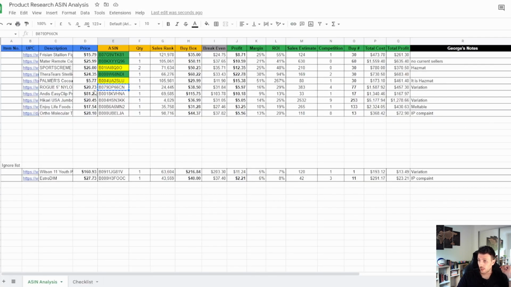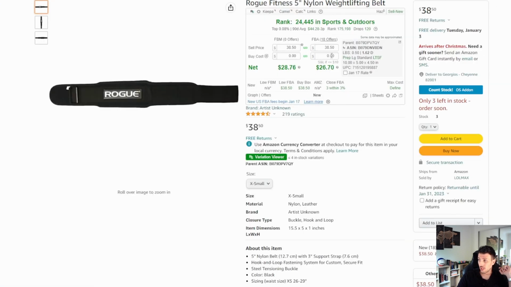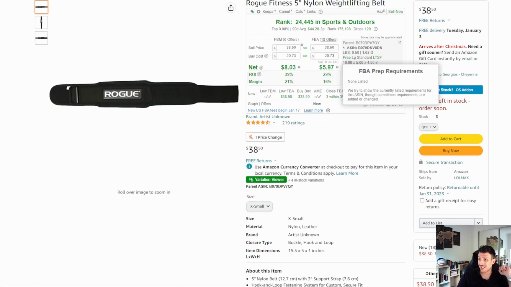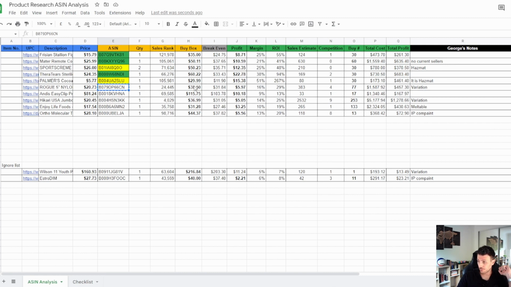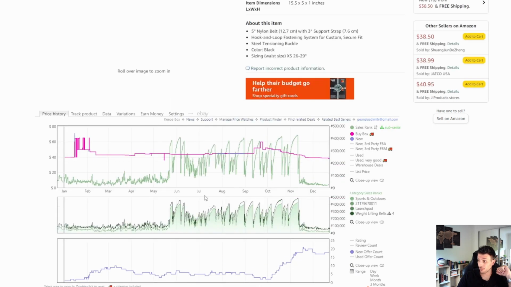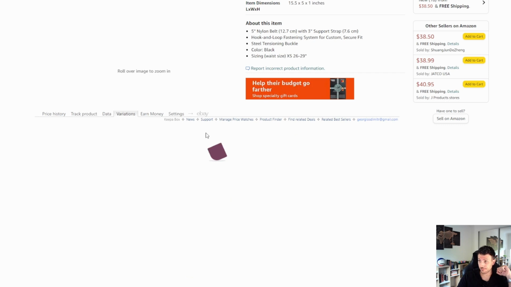Okay, so it costs us $20.73 to source. That's $5.97 worth of profit. Okay, so I'm going to go ahead and quickly look at the variation, see how many sales this one actually gets, to see if the total profit is worth it. If the total profit's not worth it, we're gonna ignore it. So let's check out what percentage of the sales this variation actually gets.